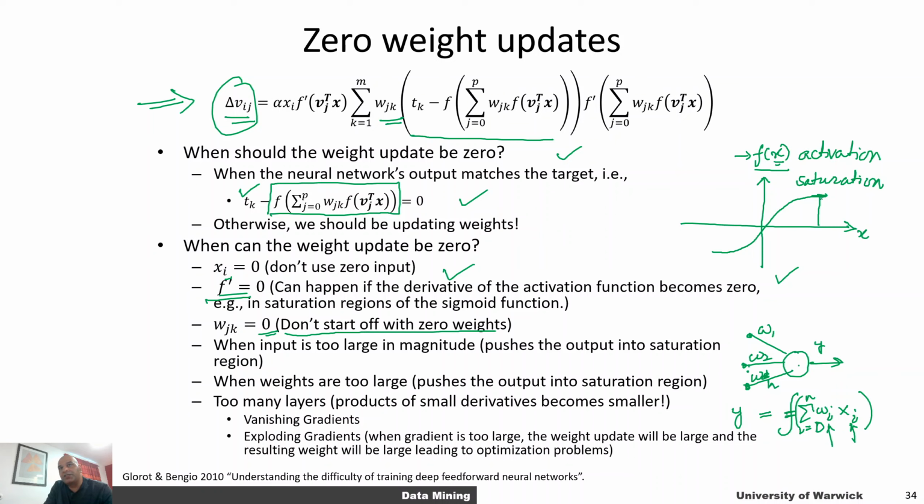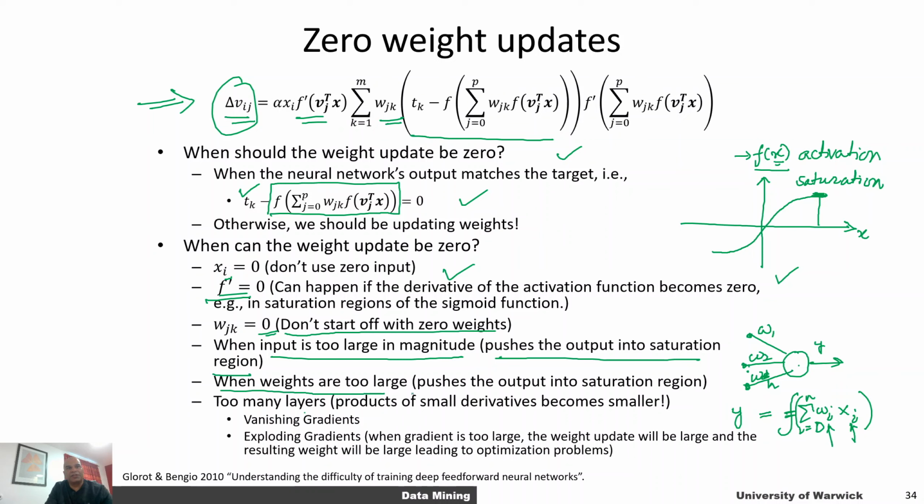And for very large activations, if you are using a sigmoidal activation function, like the one that I have plotted in front of you, you can end up in this saturation region. And that is going to push this derivative equal to 0, and your weight update is going to become 0. So when an input is too large in magnitude, either positive or negative, it pushes you into the saturation region of your activation function. So that is not a good idea.